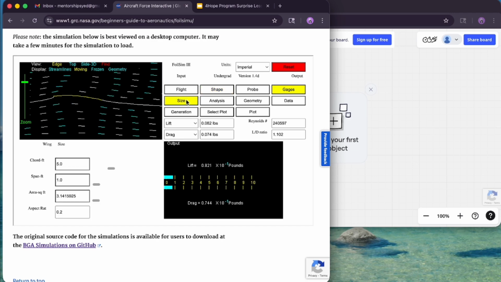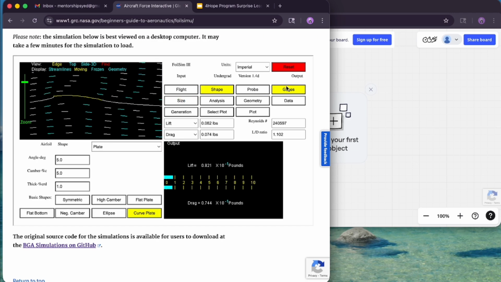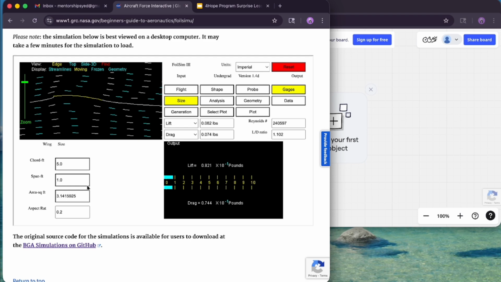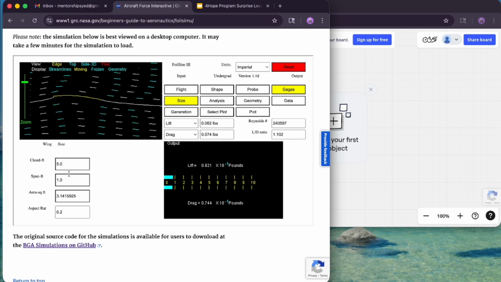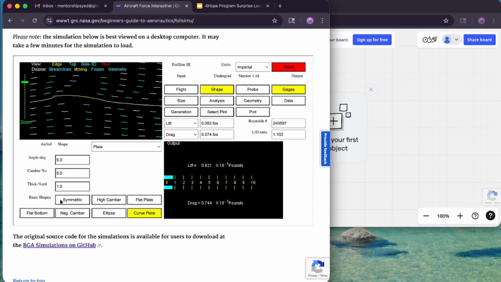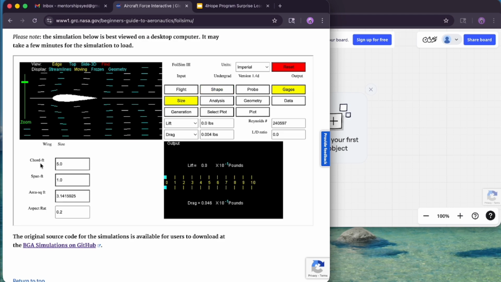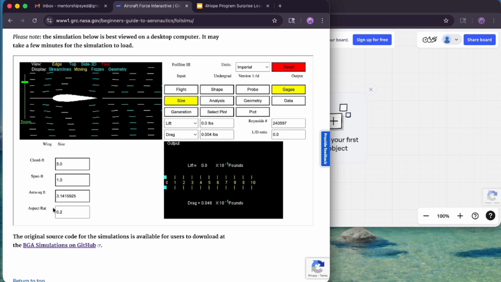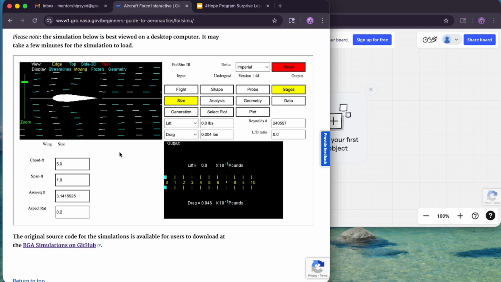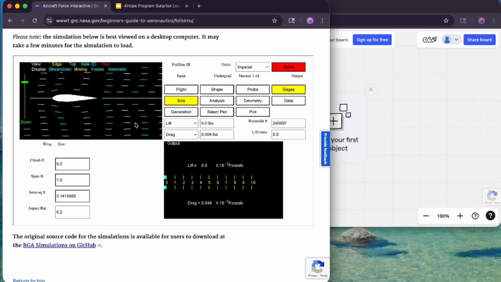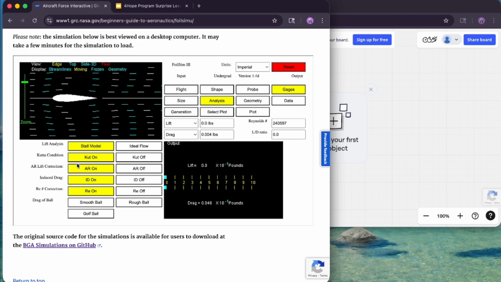That's cool. So now let's go over the size of this bad boy. When we talk about size for any kind of shape, let's go back to our symmetric airfoil. If you go to our size here, we have the chord, the span, the area in square feet, and the aspect ratio shown here. So that's really cool. We also have our analysis as well.